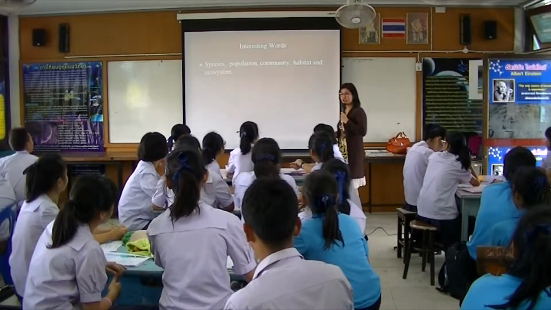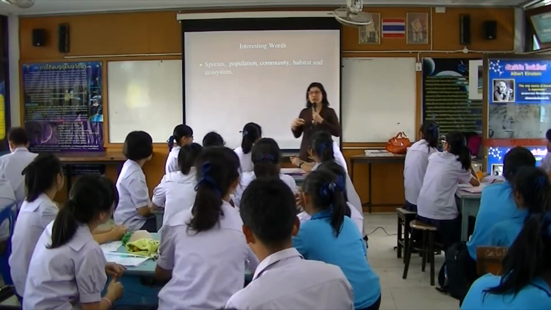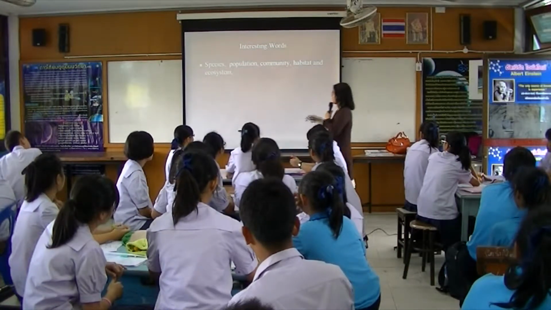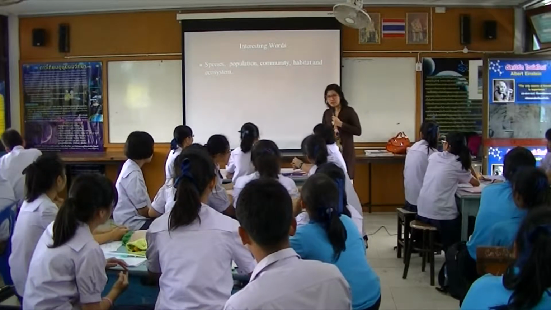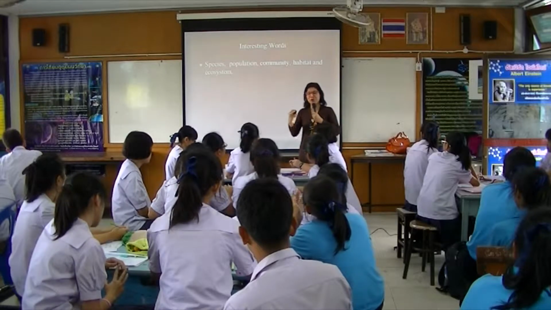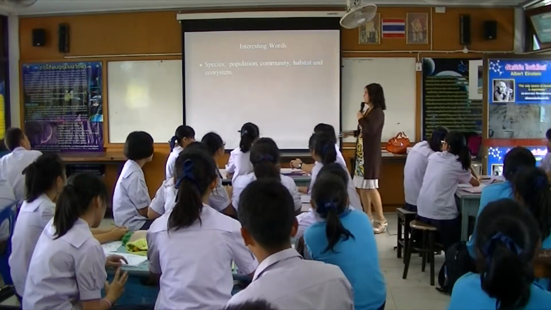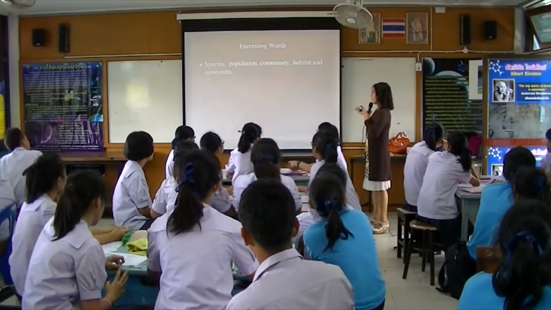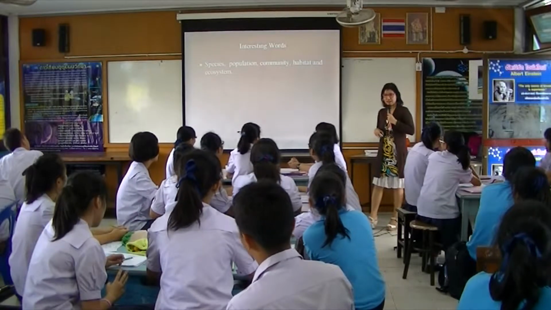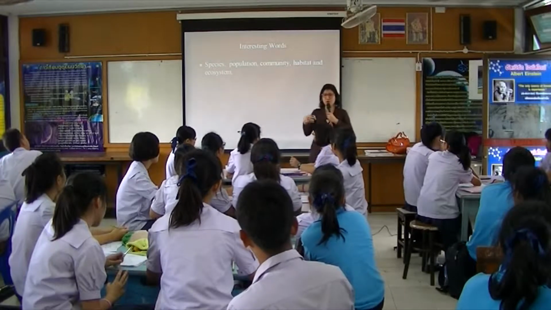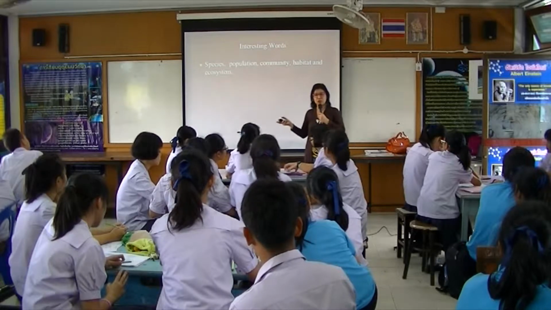An interesting word. Before we learn about the ecosystem, we must first know these words: species, population, community, habitat, and ecosystem. Now repeat after me. Species, population, community, habitat, and ecosystem. You must know these words before you learn about the ecosystem.